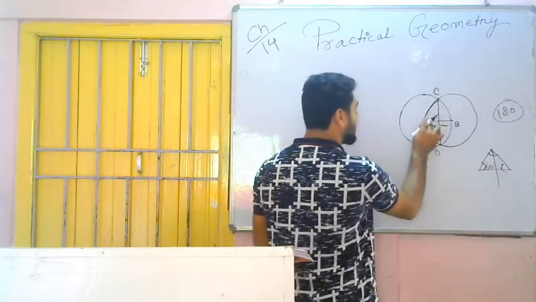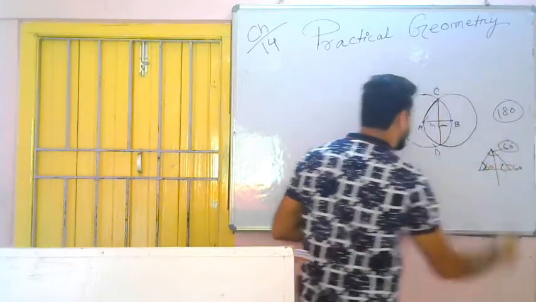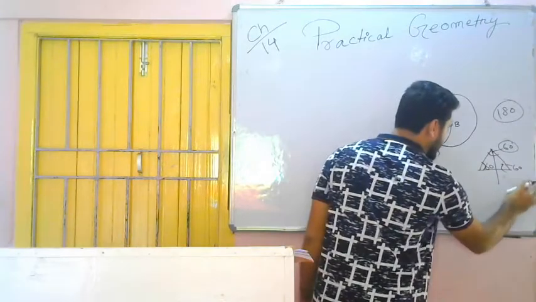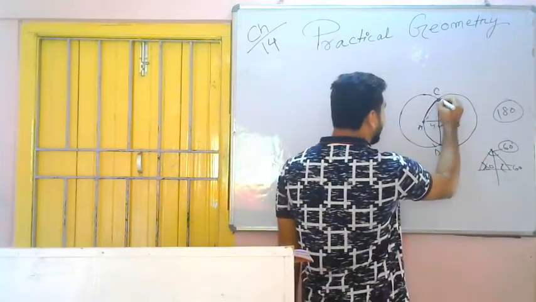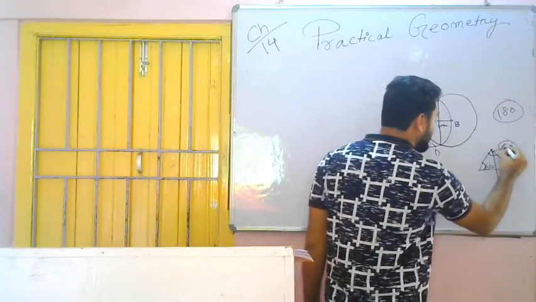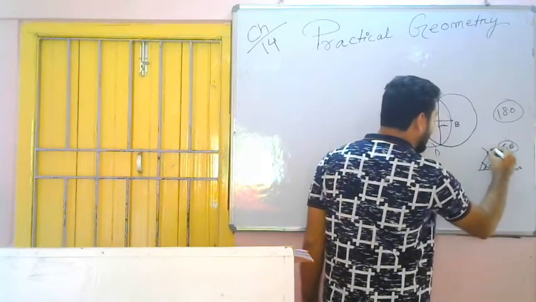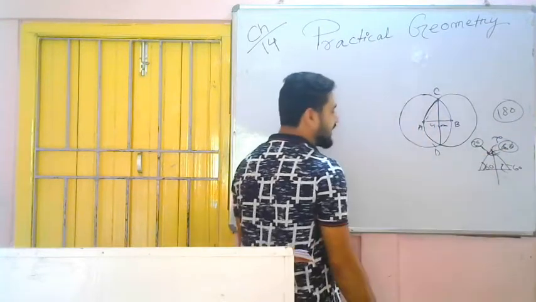That means this angle B will be 60 degrees, and again this will be 60 degrees. So if this is 60 degrees and I divide this angle, then we will get 30 degrees, and this will be 30 degrees.